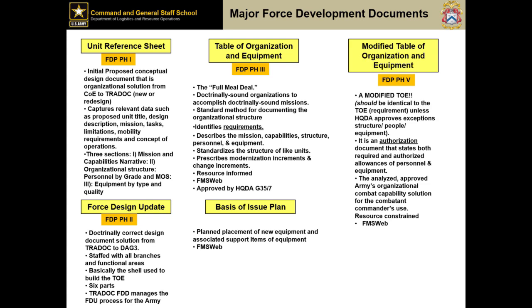The final thing we're going to talk about is the modified table of organization and equipment. That's an MTOE. That's a modified TOE, and that is an authorization document. Sometimes we can't afford everything. We have to assume risk because of other priorities. Some places we assume risk. As an example, we may think it's a great idea to have 2 physical therapist majors in each battalion.